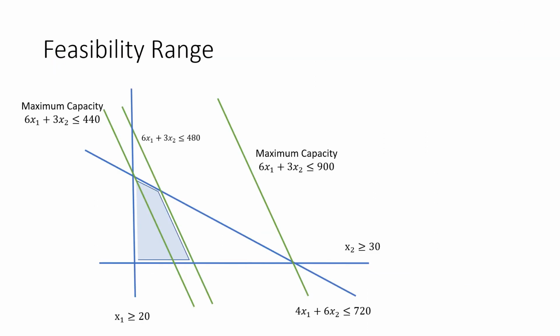But there's a feasibility range. We can't extend it forever and keep making more and more money, because eventually that's not going to be the thing holding us back. Some of the other constraints are going to be holding us back. So if we picture this graphically, think of what's happening. We have our original line.